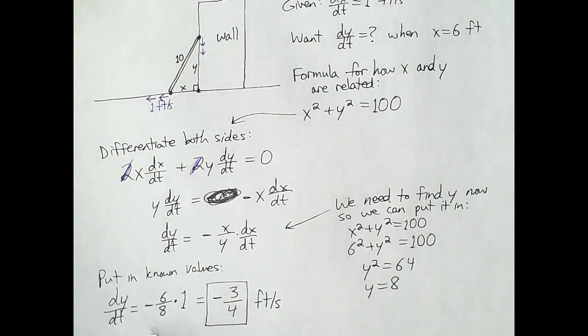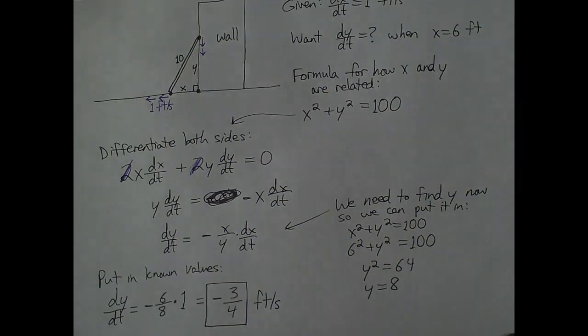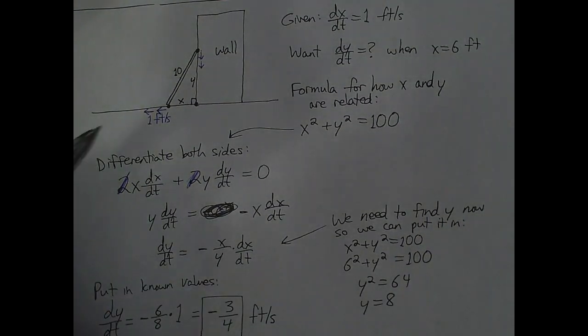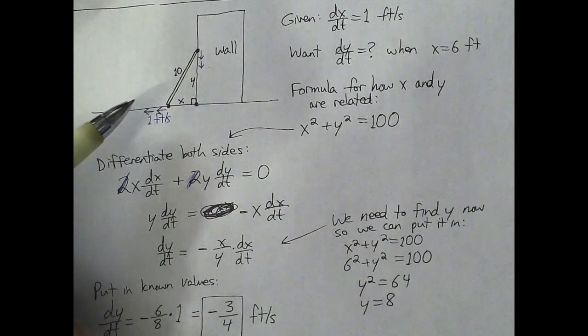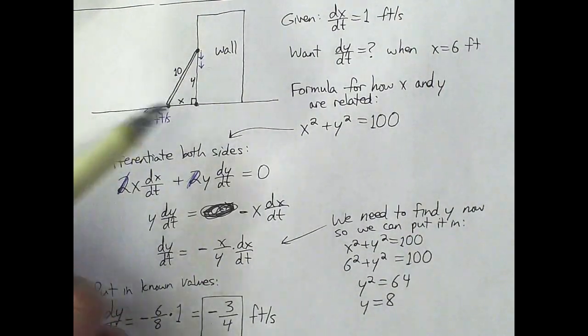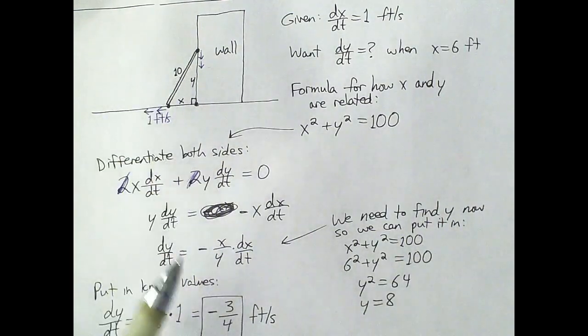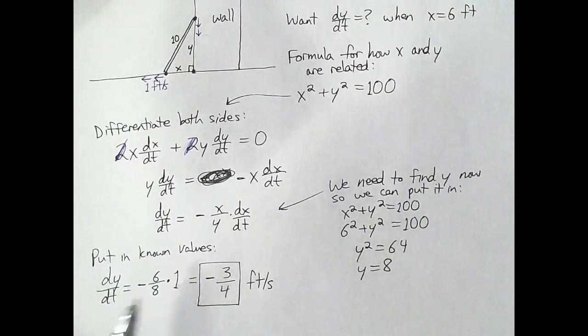So why is this negative? Let's just do a quick reality check. Does it make sense that this is negative? Looking back at the picture, yeah, I think it does, because as time passes and the ladder slides, I'm expecting the shape of the triangle to change to where x is becoming larger and y is becoming smaller. So y is decreasing, so its rate of change is negative. So it does make sense.